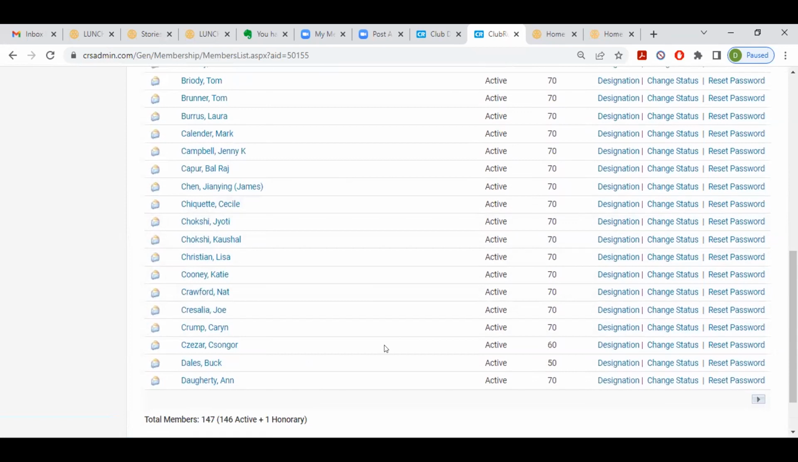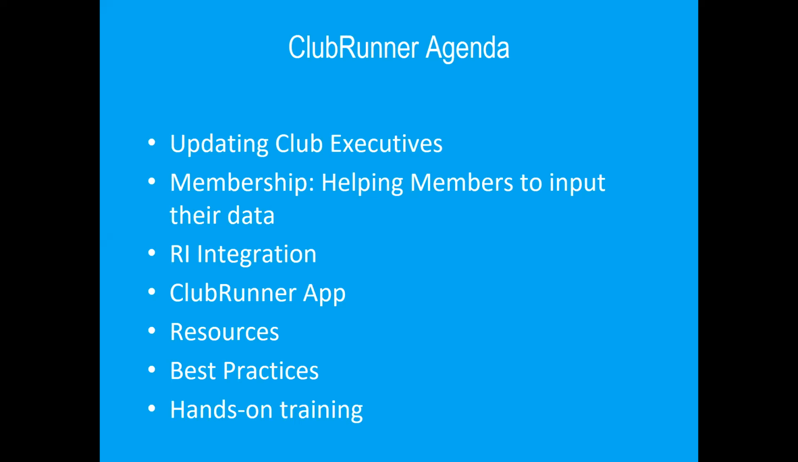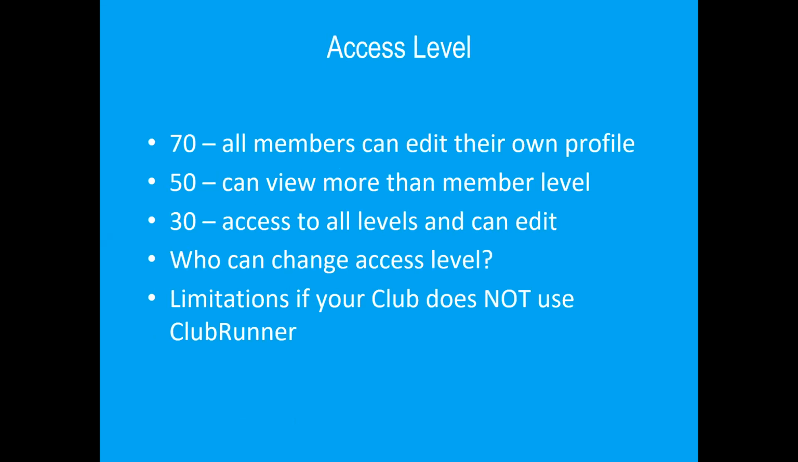So let me stop share. I'll go back to my slide and I'll show you that. Here's the access level slide. So 70 is all members can edit their own profile. You want your members to be able to edit their information, because if they move, you don't want to deal with it. Let them do it. With 50, you can view more, maybe you can do a few more things. With 30, you can do everything.